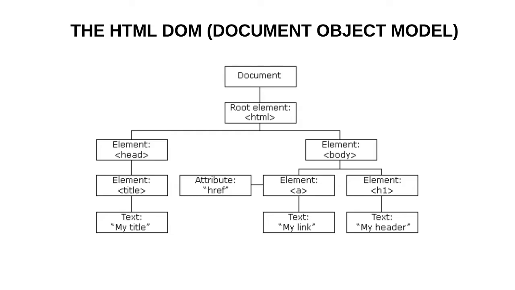The HTML DOM, or document object model, is constructed as a tree of objects. So you have, for example, as the root element, HTML, and then you have two children, the head and the body. Then you have, for example, the title as a child of the head, and as children of the body, you have the A element that we are going to see in detail in a second, the H1 element, and all of these elements have some text as a child.